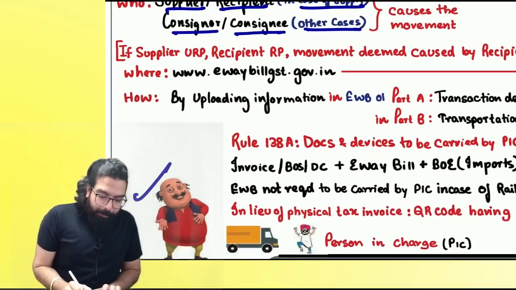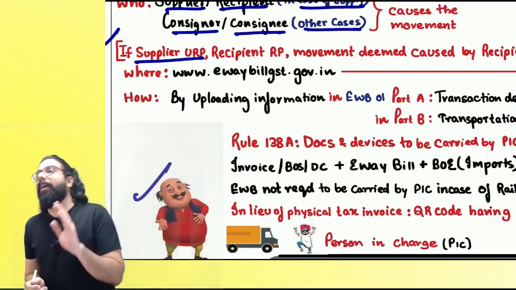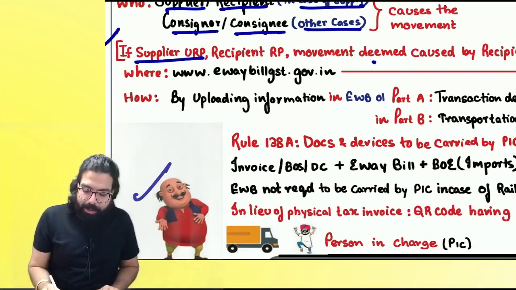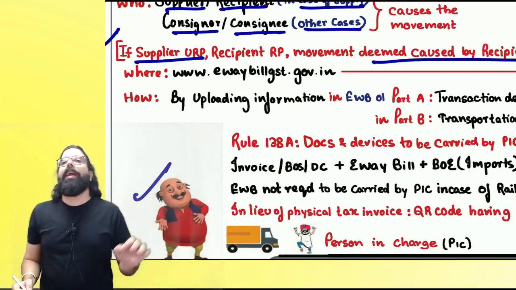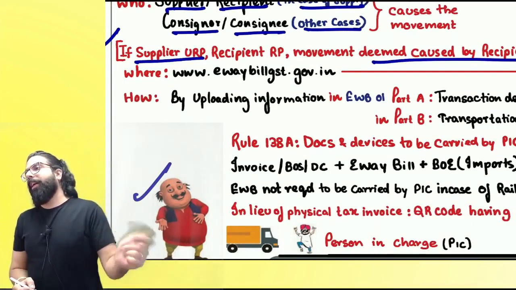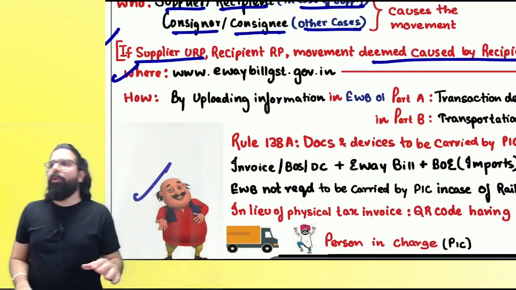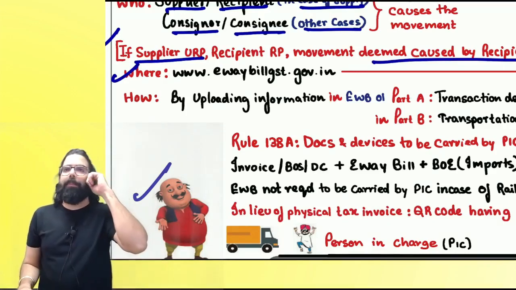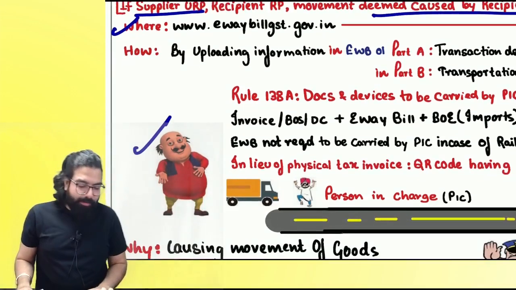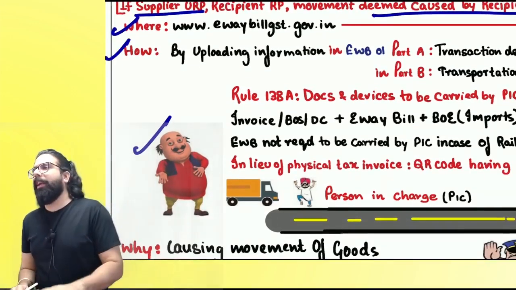Now, sir, if supplier is unregistered, it will be deemed that the recipient is causing the movement and recipient has to generate an e-way bill. Sir, where will you generate an e-way bill? You have to go to e-way bill gst.gov.in and generate an e-way bill. How will you generate an e-way bill?